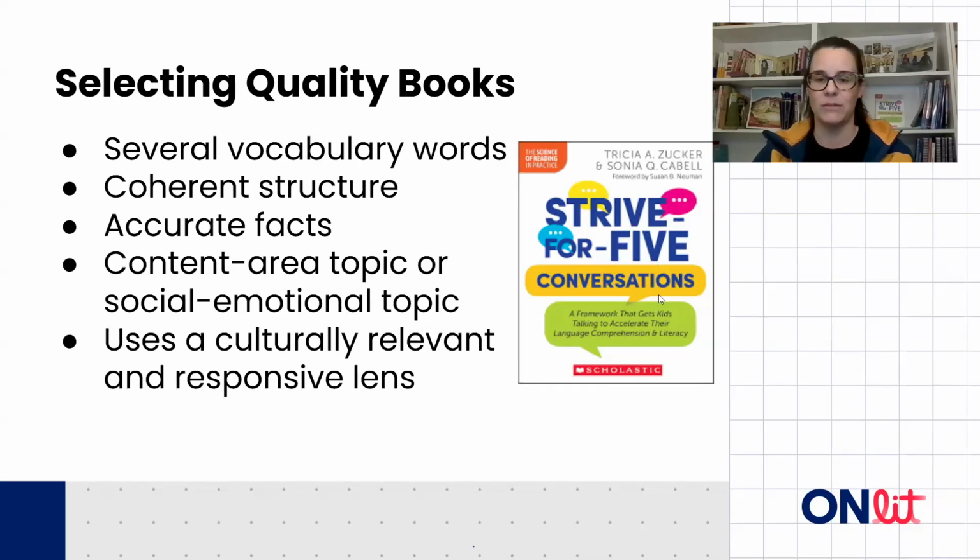It comes from the book you see here, Strive for Five, which I will be talking about a little bit more later on. But you want to make sure that when you are selecting a text to read to your students for the purpose of an interactive read-aloud, that you are really checking to make sure that they have several vocabulary words that you can use.